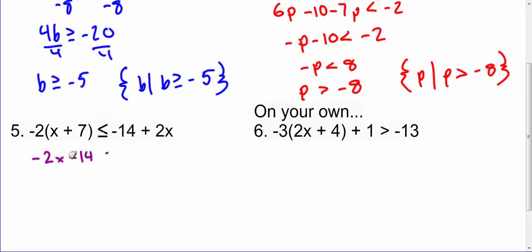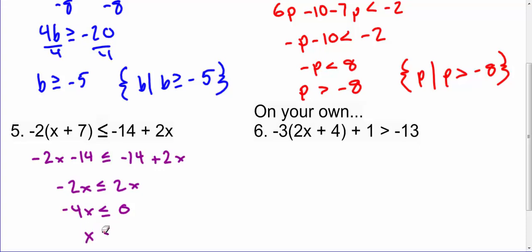Negative 2x minus 14 less than or equal to negative 14 plus 2x. If we add 14 to each side, we'd have negative 2x less than or equal to 2x. Let's subtract 2x from each side, so negative 4x less than or equal to 0, and then divide by negative 4, and remember you have to switch that inequality, so x is greater than or equal to 0. And then again we're going to go to the set builder notation: x such that x is greater than or equal to 0.